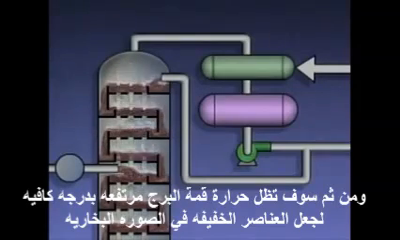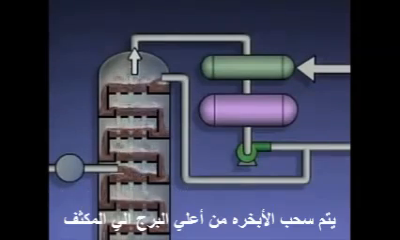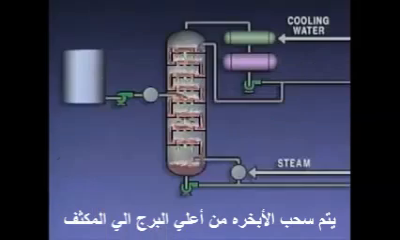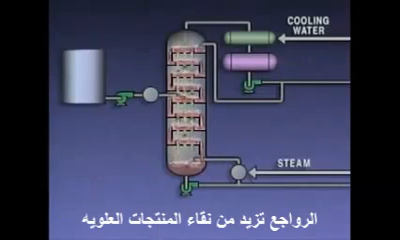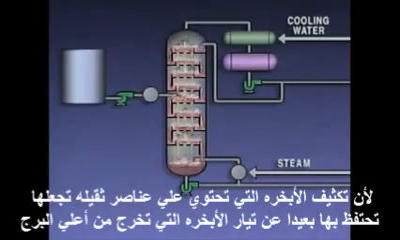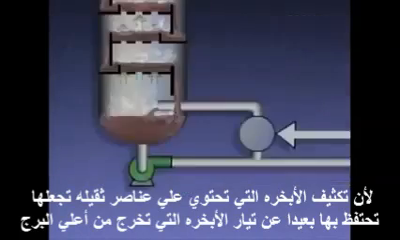Meanwhile, the top of the tower is still hot enough to keep the lighter fractions in vapor form. The vapors are drawn off the top of the tower and into the condenser. Refluxing increases the purity of the overhead product because condensing the vapors made of heavier fractions keeps them out of the stream of vapors that leaves the top of the tower.